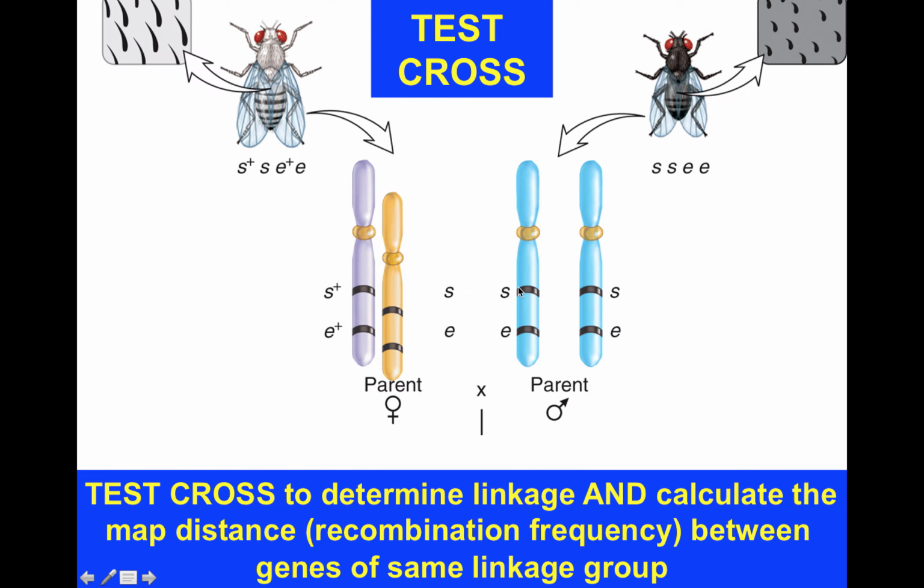So here's an example of a test cross where we have a heterozygous female parent for short bristles and ebony body. She is heterozygous. She carries both alleles, but the dominant phenotypes are long bristles and gray body. We test cross her to a male that is homozygous recessive for both of those traits. So this male has short bristles and an ebony body. Remember, the plus indicates wild type.